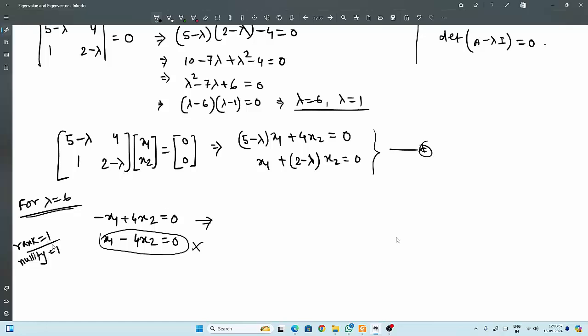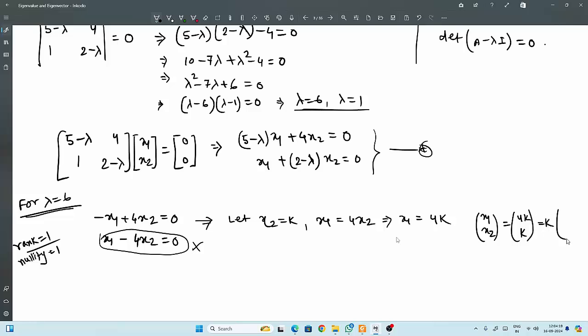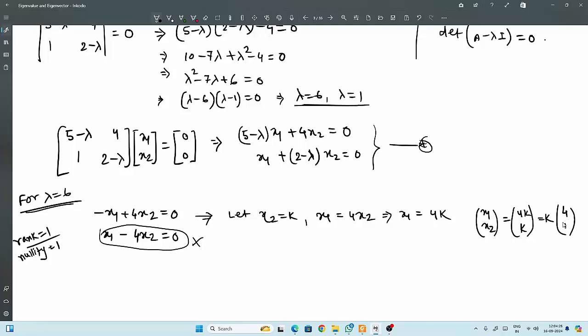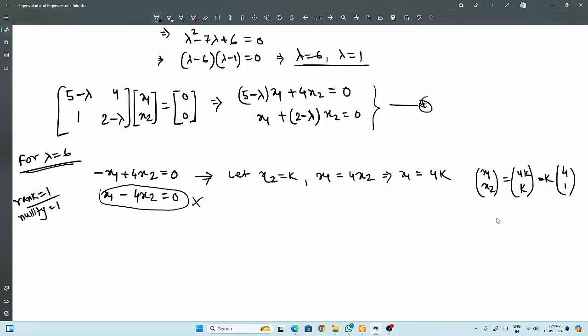In this equation we can take one variable as k. Let x2 is equal to k. That means x1 is equal to 4x2, so x1 is equal to 4k. So the solution [x1, x2] is equal to [4k, k]. You can take k common, so you get k times [4, 1]. That means any multiple of [4, 1] is also another eigenvector. That's why eigenvectors are not unique corresponding to an eigenvalue.